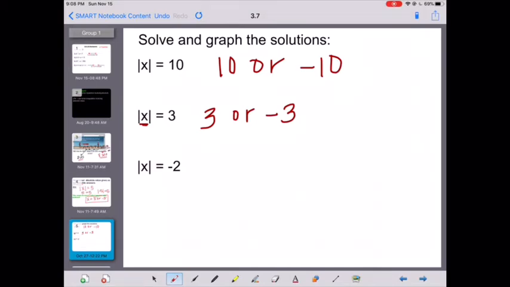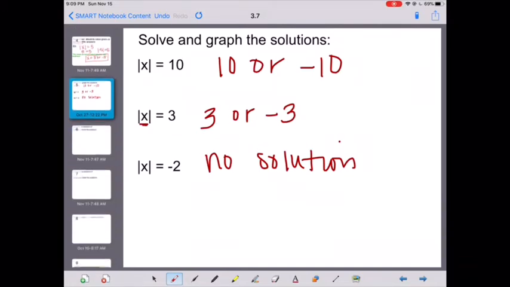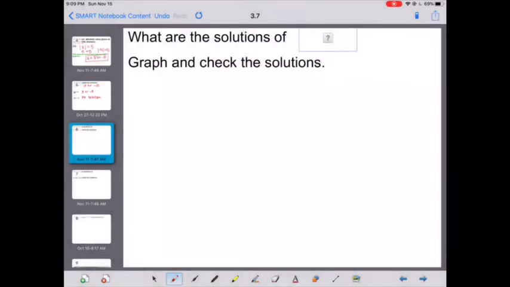Absolute value of x equals negative 2. Can I ever have a negative when I have absolute value? The only way possible is if there would have been a negative sign out here, but since there's not, this one is just no solution. You cannot have an absolute value be equal to a negative number. Very important to remember that.